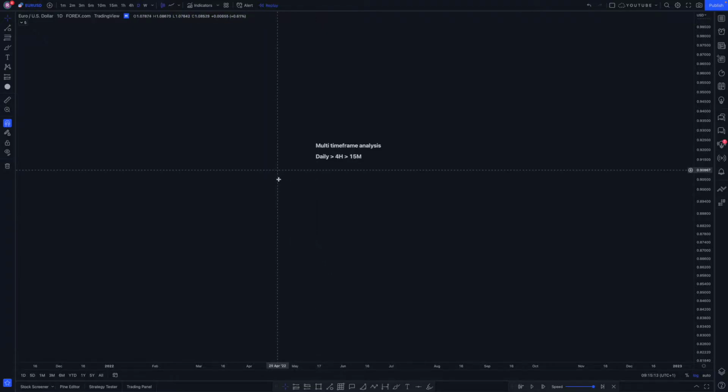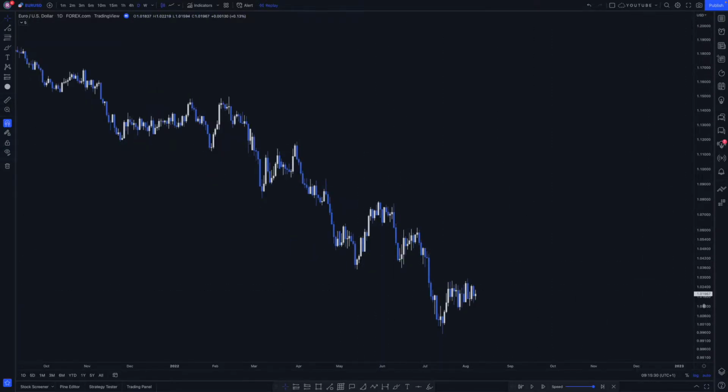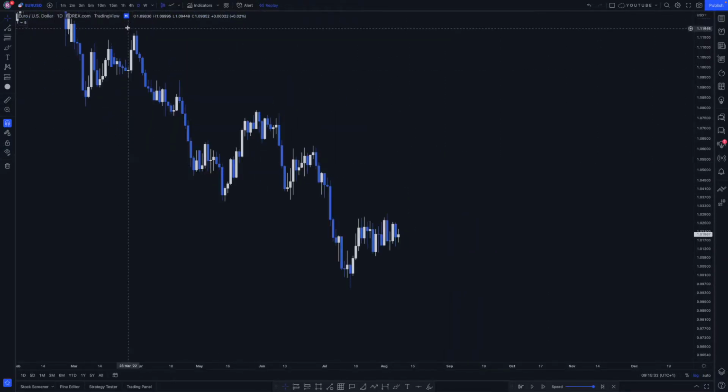So for me personally, as I trade intraday, these are my three most important time frames to look at when I'm framing up my trades. And these are the only time frames that I look at to do my multi-time frame analysis. So jumping onto the charts now, I will show you how I do this from start to finish. So as you can see here, we are starting on the daily.